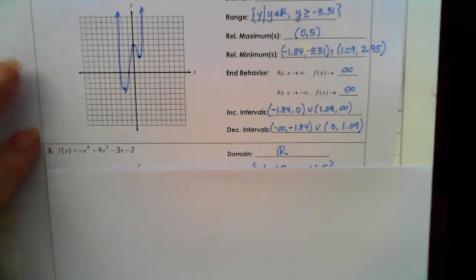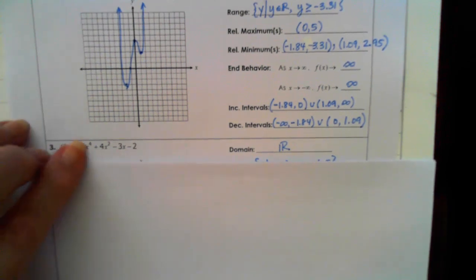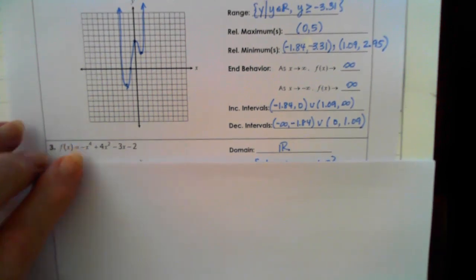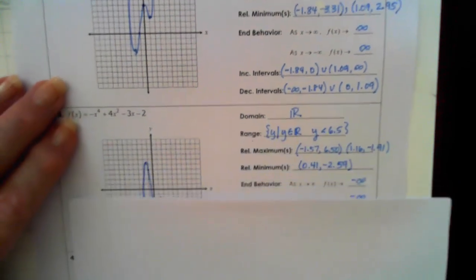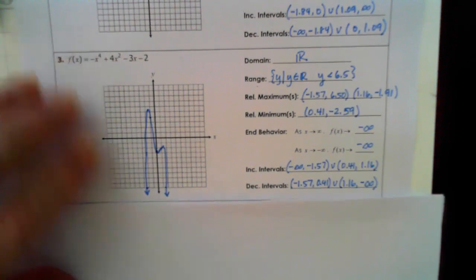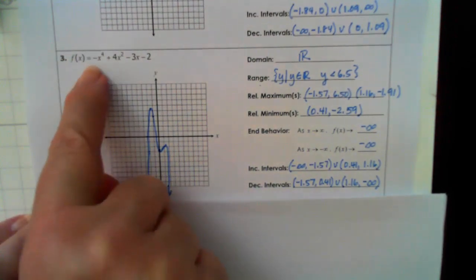The second, actually it's problem number 3, is a 4th degree. And it's a negative, so we know that it's going to be pointing downward before we even look at this. And when we examine it on our graphing calculator, we have this. So we have our end behaviors going down like we thought.